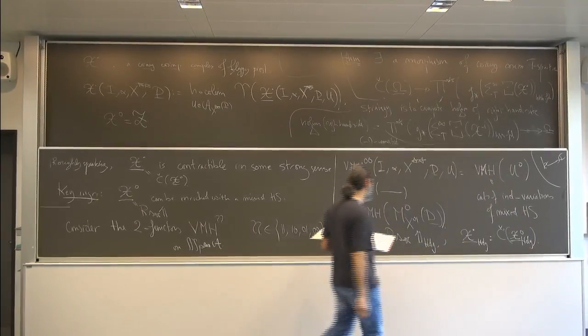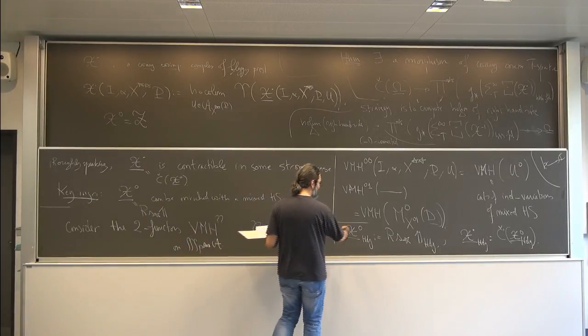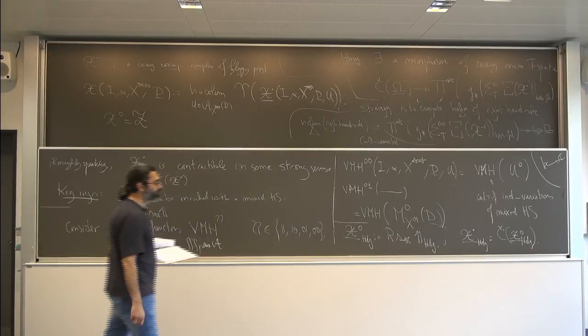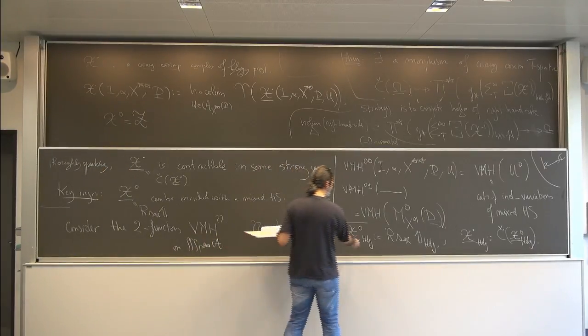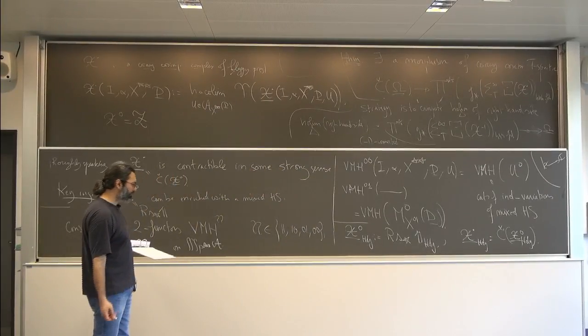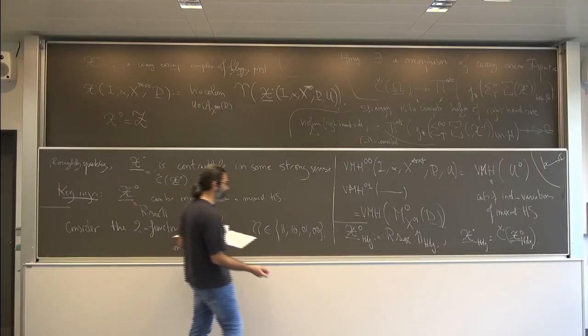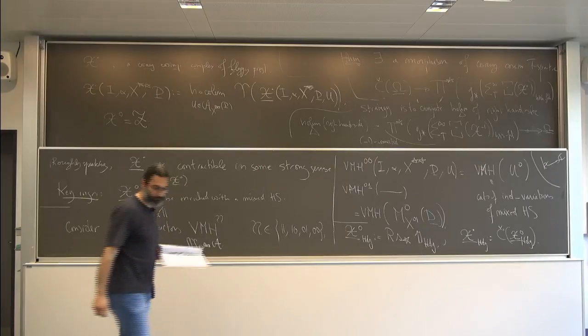And of course, if I have a variation of mixed Hodge structure, I can look at the de Rham component. And the de Rham component of this will not be a priori X0, but there will be a map from the de Rham component of this to X0. So let me write this maybe.